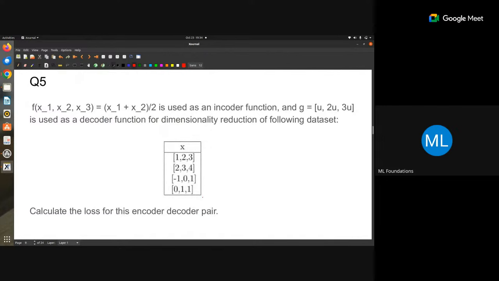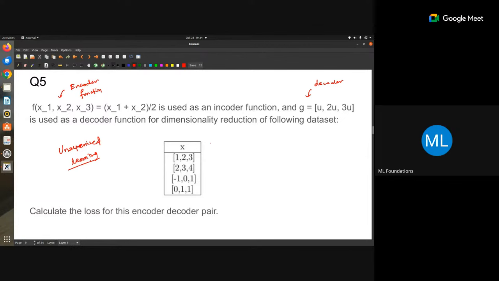So f of x1, x2, x3 is equal to x1 plus x2. This is the encoder function. And this g is equal to u, 2u, 3u. This is the decoder function. Dimensional reduction of this data set. So okay, you can understand, right? This is unsupervised learning. Why? Yes. Labels are not given. Correct. Labels are not given. Right. So now find the loss for the encoder decoder pair.